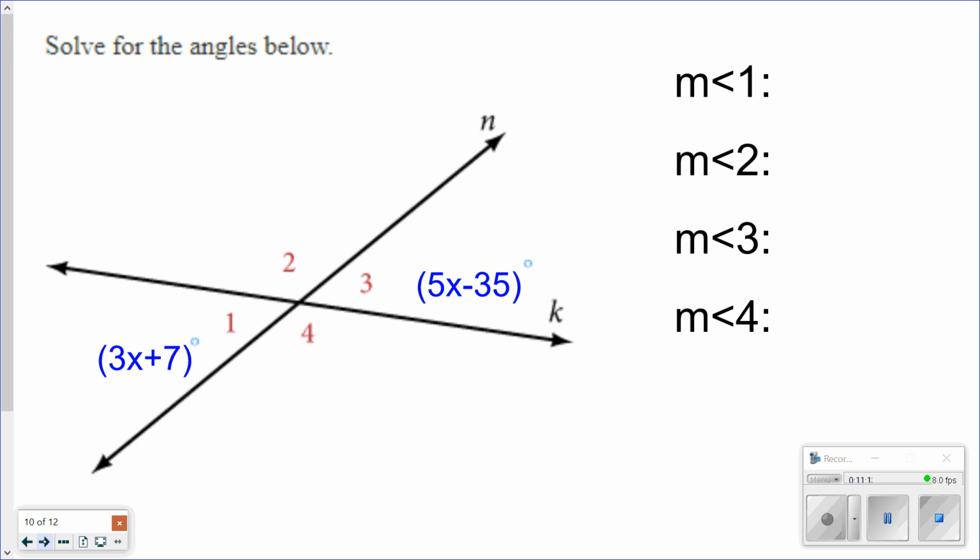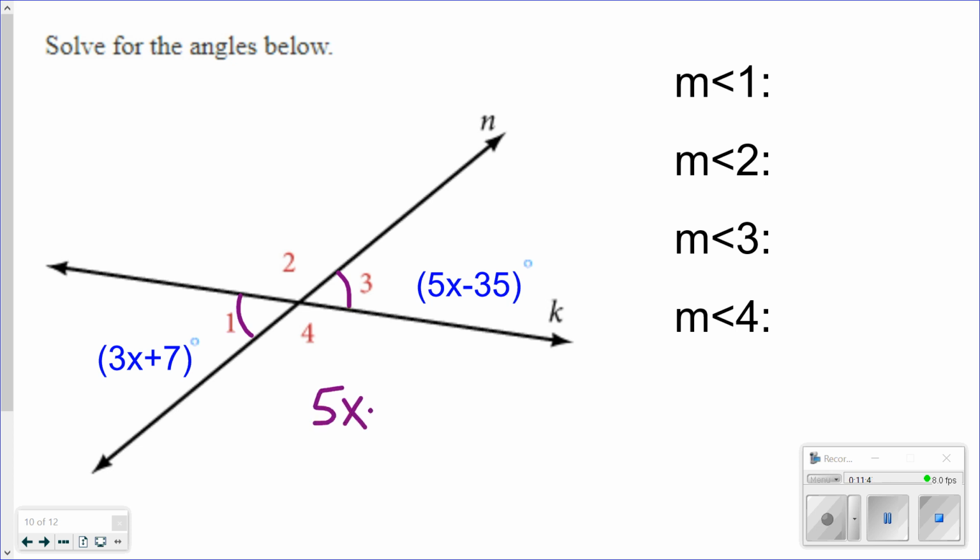Now we're going to get into some tougher problems involving linear and vertical angles. All right, so I have a diagram here, and I want to solve for x and then figure out what are the measures of all the angles, angle 1, 2, 3, and 4. So right now I know angles 1 and 3. They have equations. So what type of angles are they? Is this a linear pair or vertical angles? They're vertical angles, which means they're equal to each other.